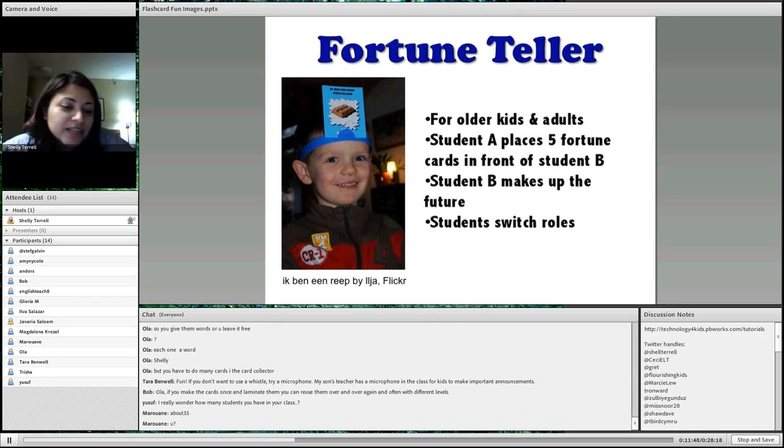Now, Tara Benwell in the chat box says, if you don't want to use a whistle, that you could try a microphone instead, and that her son's teacher has a microphone in the class for the kids to make important announcements.